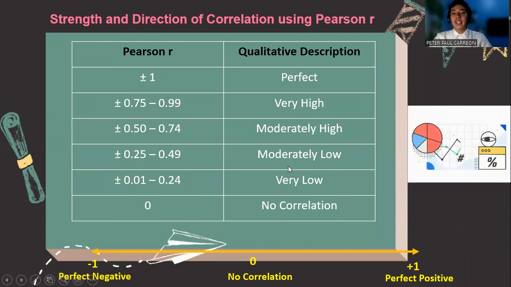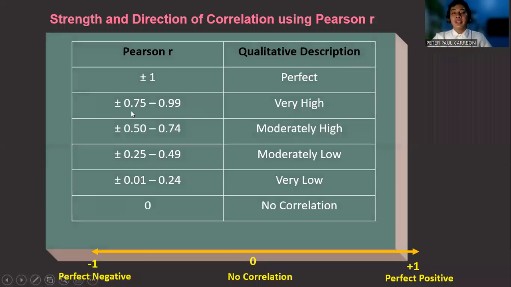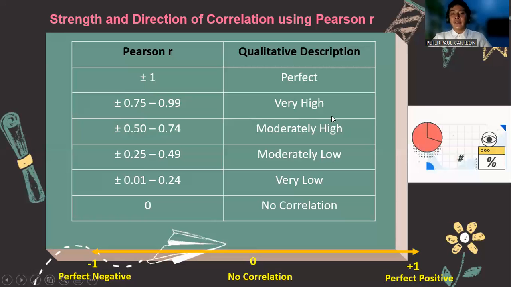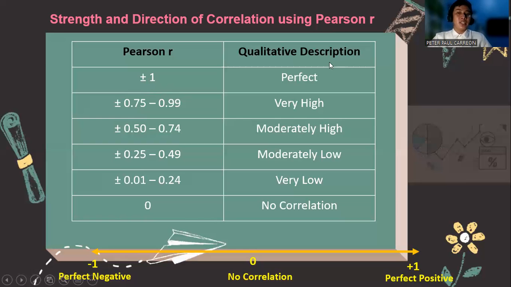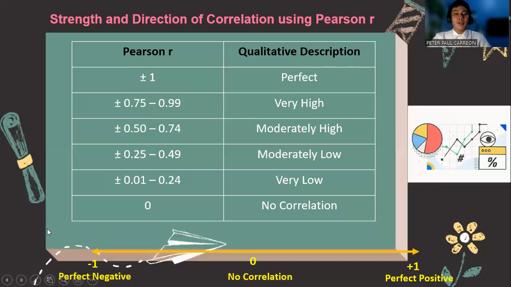0.25 to 0.49 is moderately low. 0.5 to 0.74 is moderately high. 0.75 to 0.99 is very high. And 1 is a perfect correlation. Meaning if you get +1, then that's a perfect positive correlation. When you get -1, that's a perfect negative correlation.